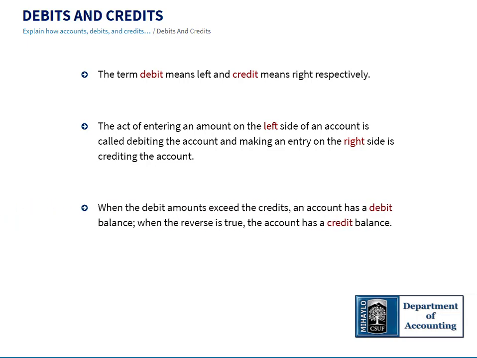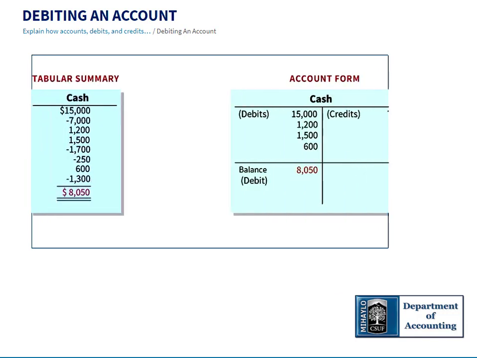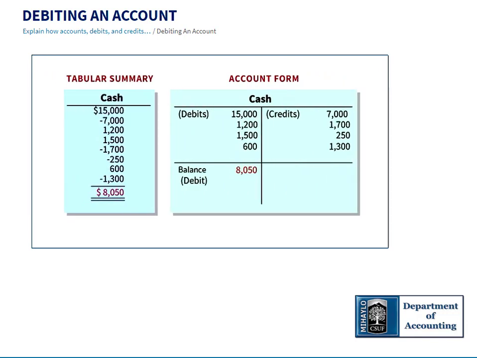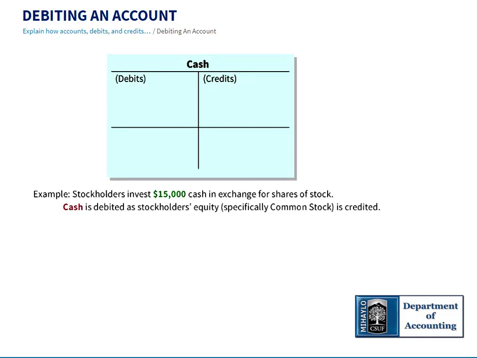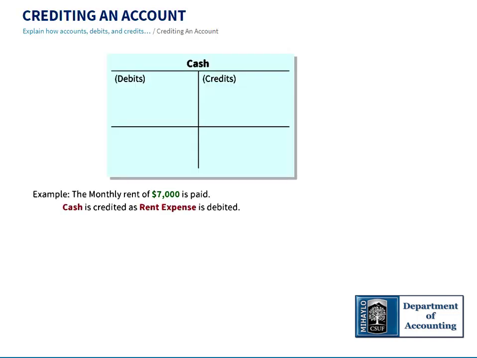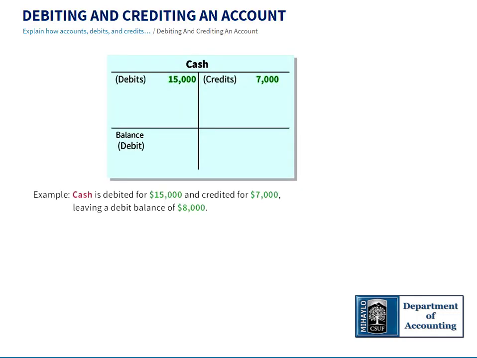When the debit amounts exceed the credits, an account has a debit balance. When the reverse is true, the account has a credit balance. The recording of debits and credits in an account can be tracked in a tabular summary or account form. Both methods are shown here. Here is an example of debiting an account. Here is an example of crediting an account. Here is an example of an account with a debit balance.